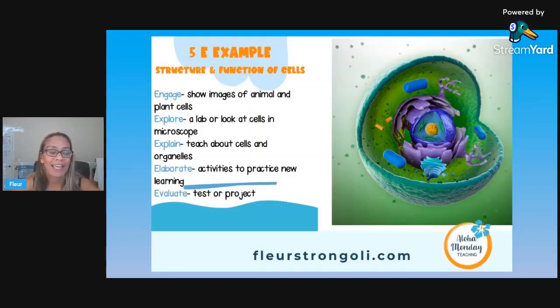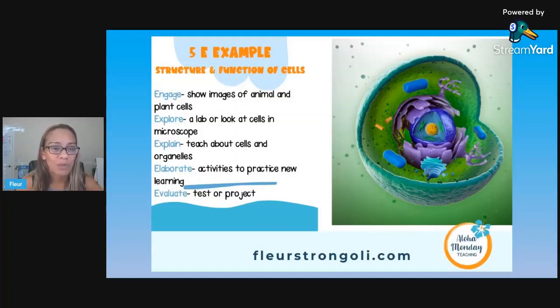So for engage, when you're starting your unit, one idea is that you can show images of animal and plant cells. They make these really cool cameras that you can put on your microscope, and you can project it on your screen. You can take pictures. I got one last year, and I took a picture of the stomata on leaves, which was really cool. So you can do something like that, or just find pictures if you don't have that little camera. And then just get them engaged, asking them questions, or actually having them come up with the questions would be much better.